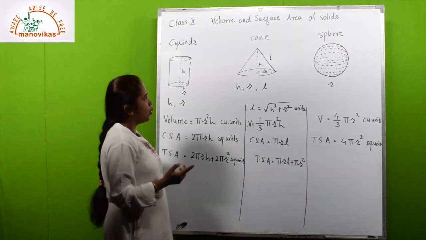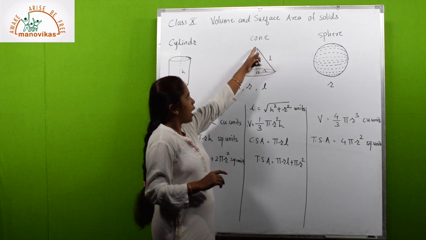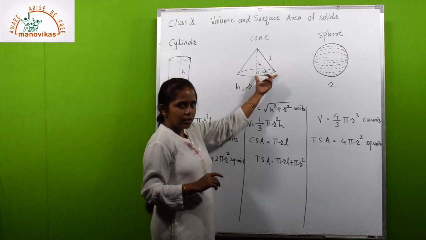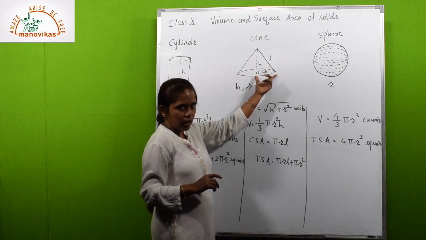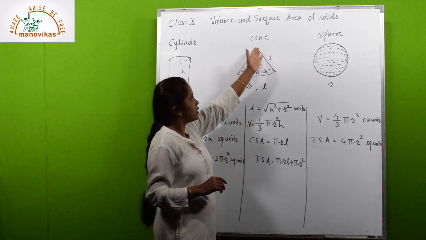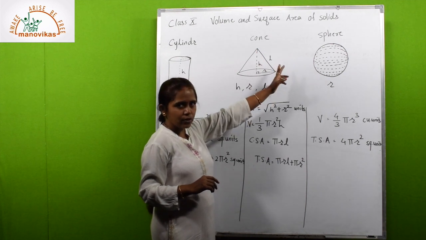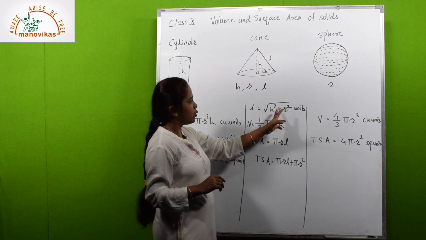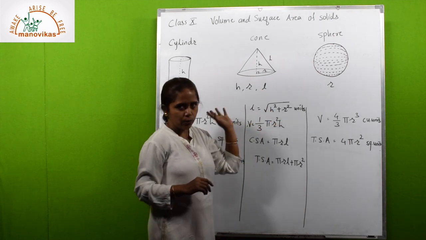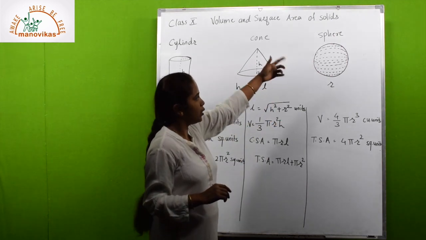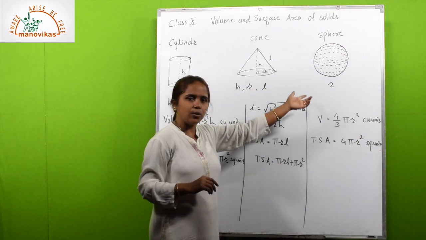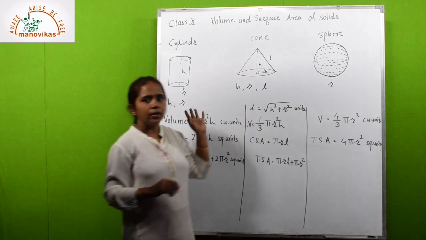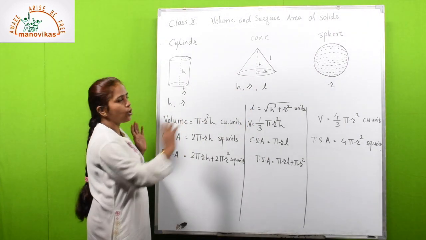Okay, for the cone also the same, height of the cone h, base radius is r, and there is one more, which is called the slant height, which is denoted by the letter L. So L you get as a square root of h square plus r square. And for the sphere there is only one dimension, that is radius of the sphere r. These are the dimensions for these three solids.